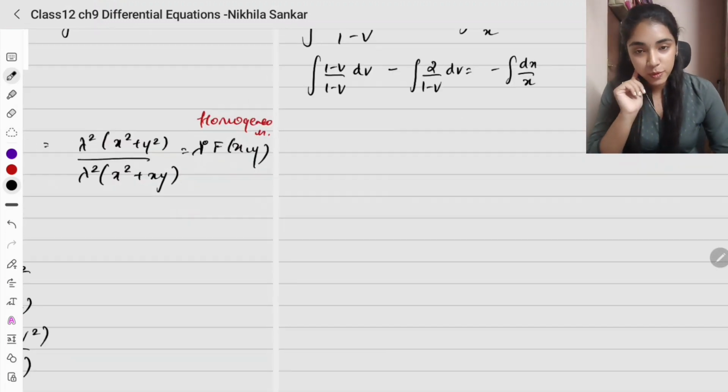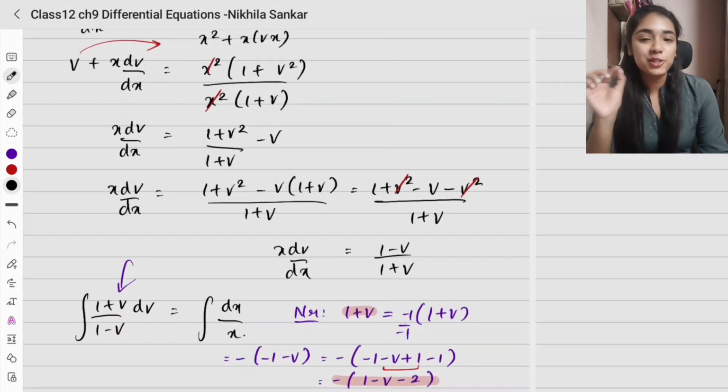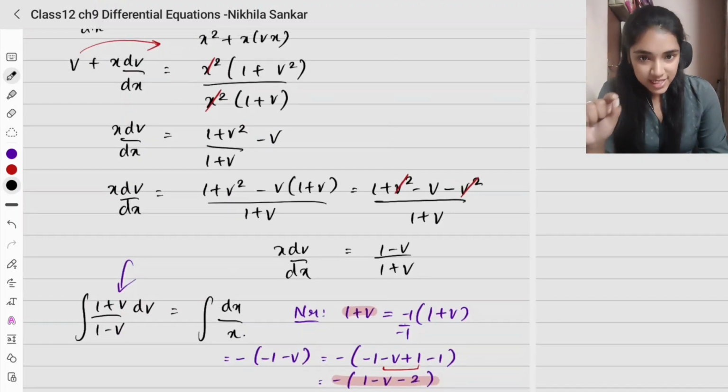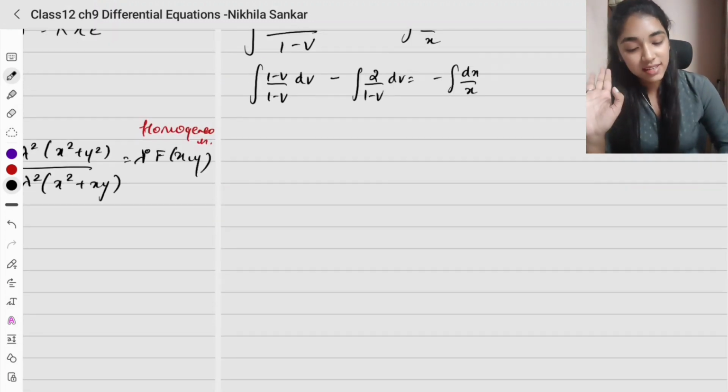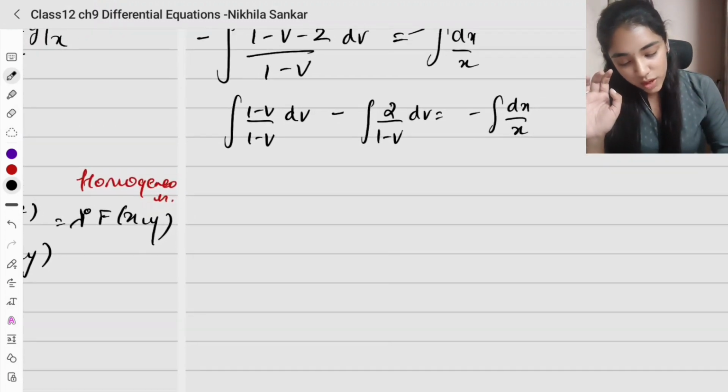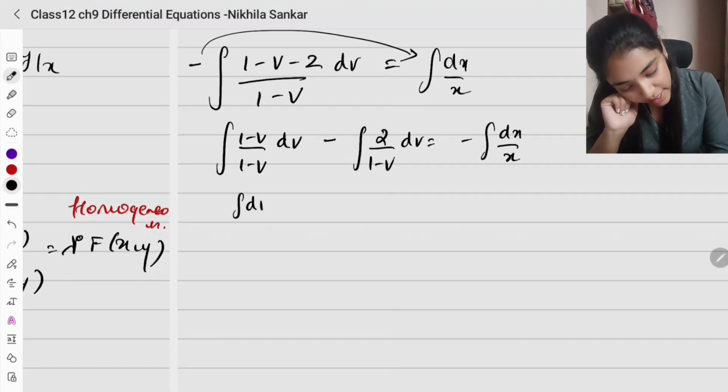Isn't it? At this point, if I simply split it, it is not easy to solve the integral. I want the numerator and the denominator to get cancelled, isn't it? So I simplify like this. I write 1 plus v in a way that it cancels with the denominator. Okay, so now what will I have? This gets cancelled, so I'll simply have dv minus 2 times integral 1 minus v.